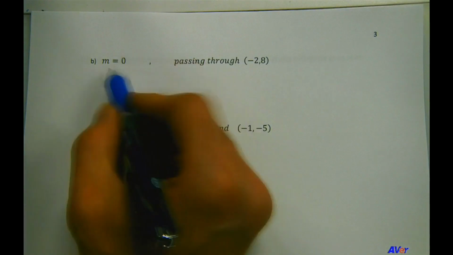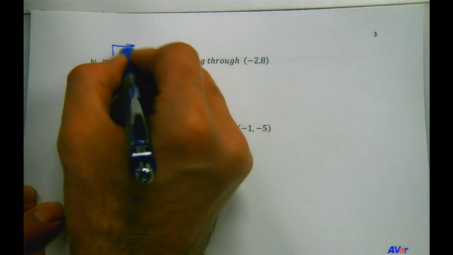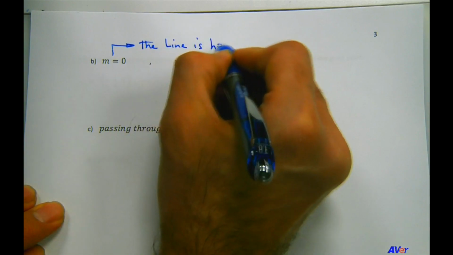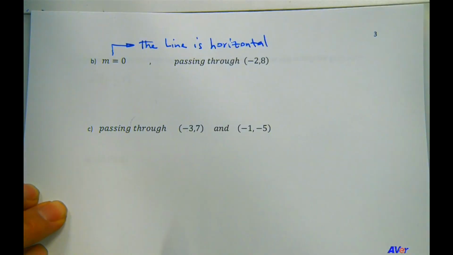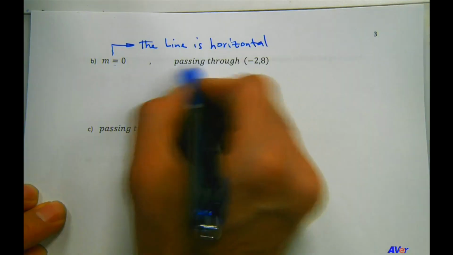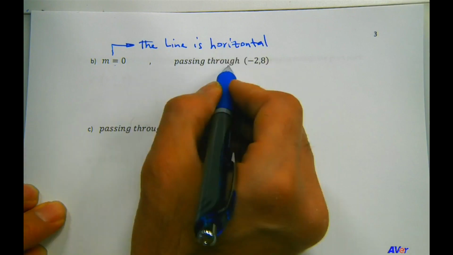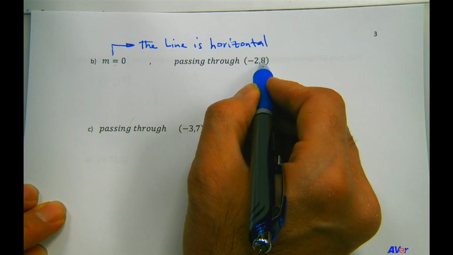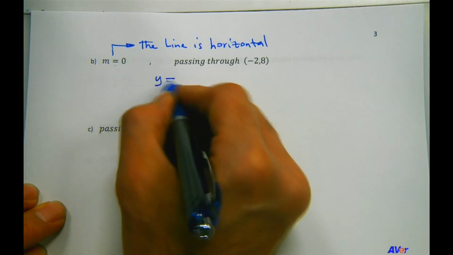Okay, so the slope equals 0. Oh, wonderful. So that tells us that the line is horizontal, right? We've talked about this in the last video. And it passes through this point. If a line is horizontal and is passing through this point, then the equation of the line must be y equals the y value here. So the equation of this line is y equals 8.